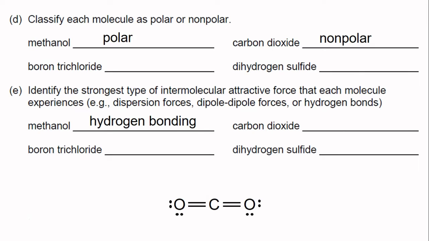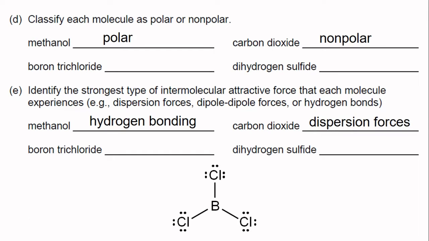And since the molecule is nonpolar, it can only experience London dispersion forces. Boron trichloride is also a symmetrical molecule in which the B-Cl bond is a polar bond, but these three polar bonds are oriented in such a way that they would cancel each other out. So it is a nonpolar molecule and again would experience only London dispersion forces.